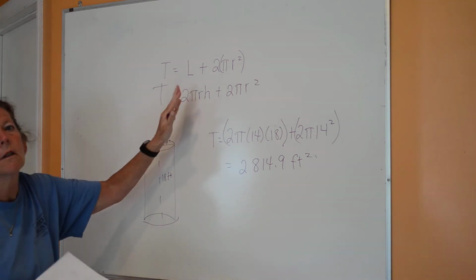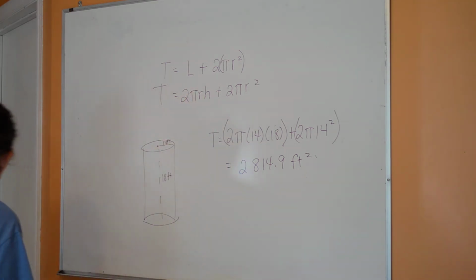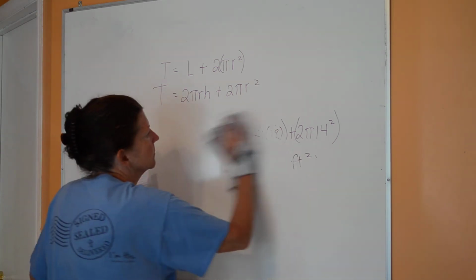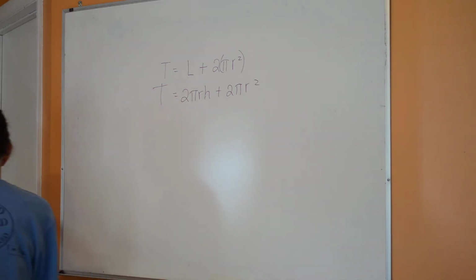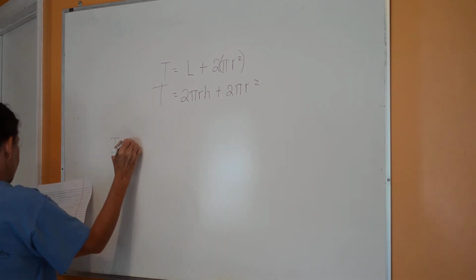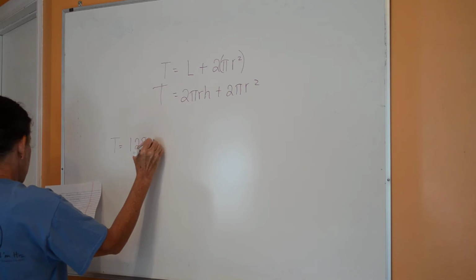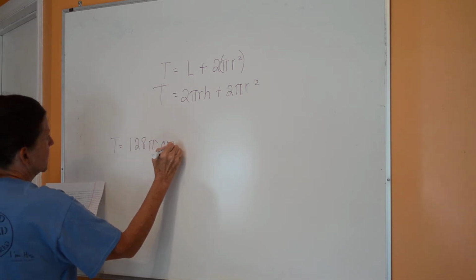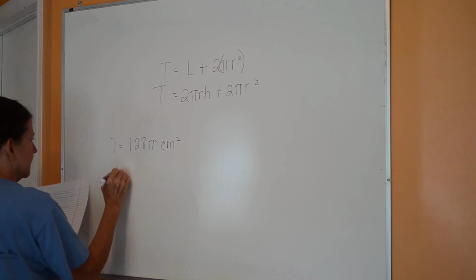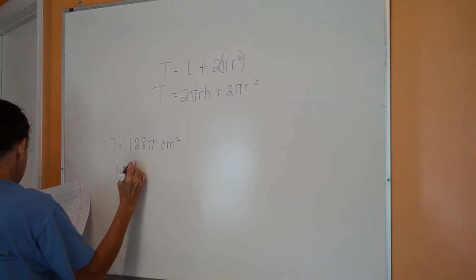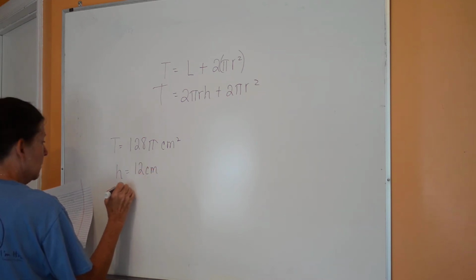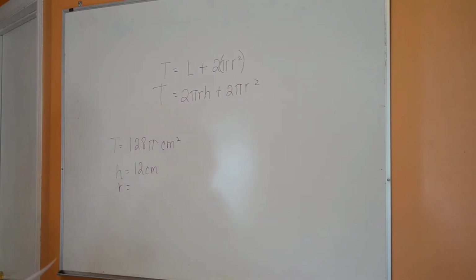All right, sometimes what they do is they'll give you the total surface area and you'll have to figure out the r or the h. So let's do one of those. Let's say they give me a problem where the total surface area is 128 pi centimeters squared, and the height is 12 centimeters, and I don't know the radius.